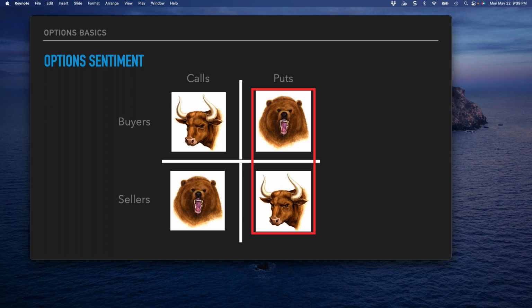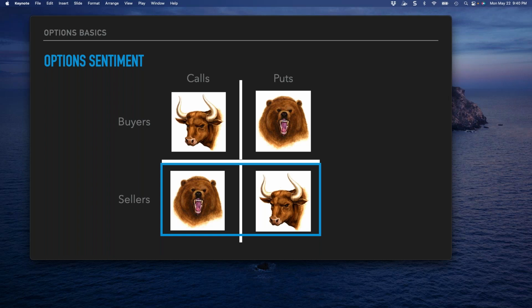Notice that the buyer of a call and the seller of a put both have the same bullish attitude about the stock, while the put buyer and the call seller are equally bearish. The difference between the two is the potential for each trade. For the buyer, the potential profit is much higher, while for the seller, the maximum profit is fixed and set to the amount received at the inception of the trade.